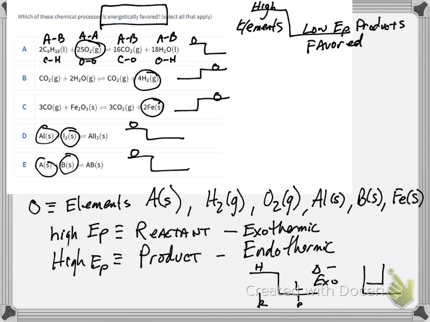If it's low to high, remember our circle is here. That's our element. That change is positive. We call that endothermic. So that's our fundamental model for assigning whether a reaction is endothermic or exothermic.